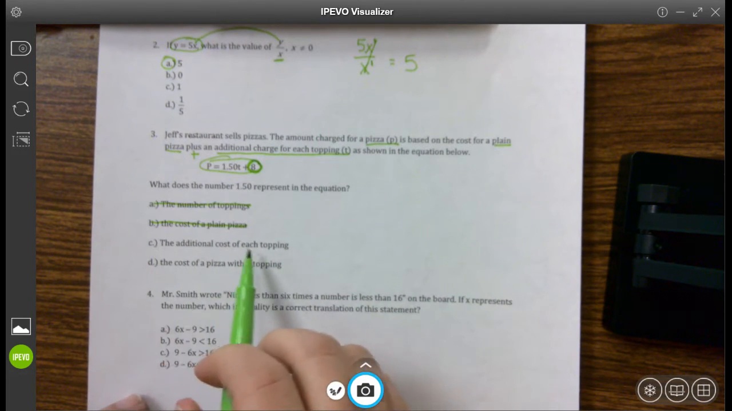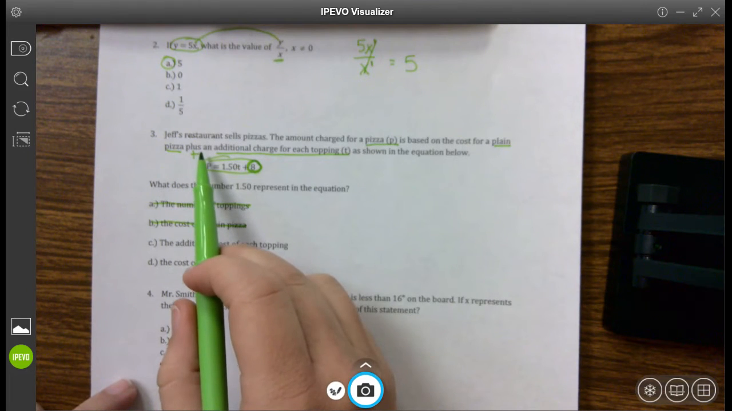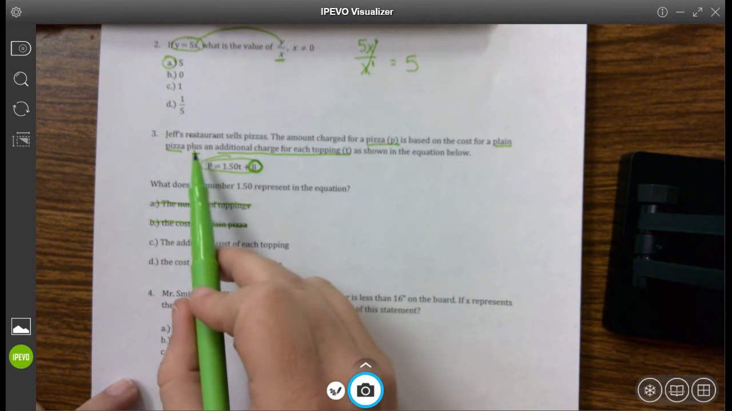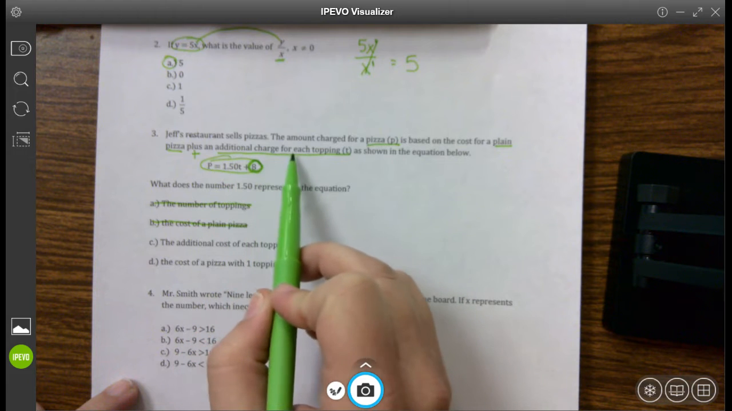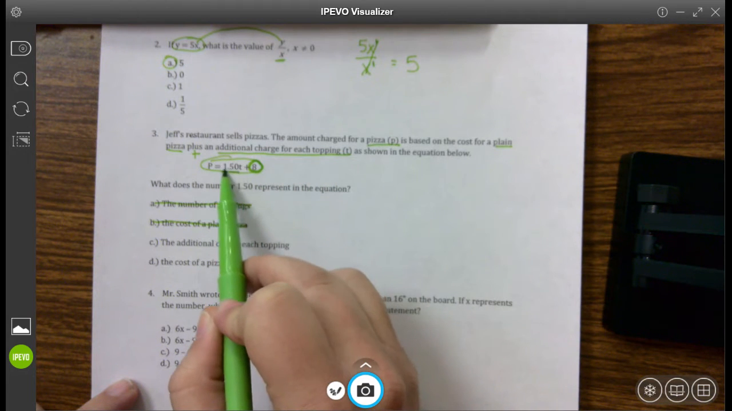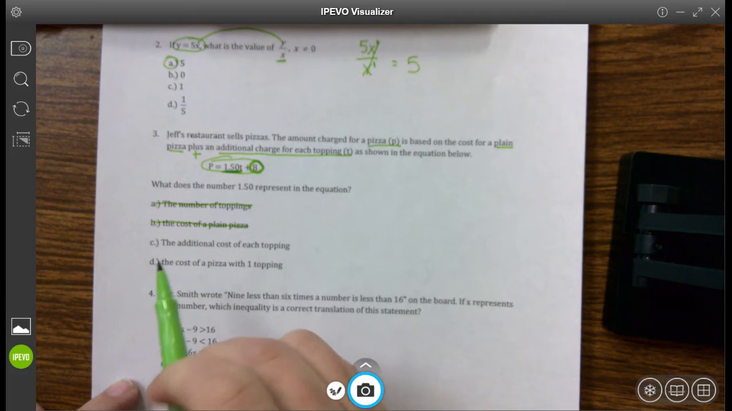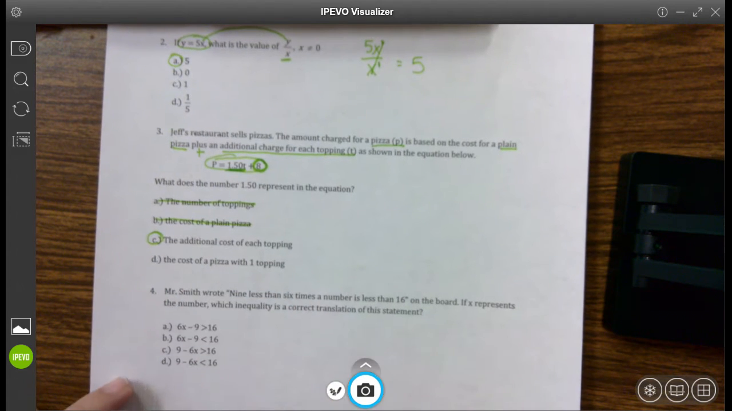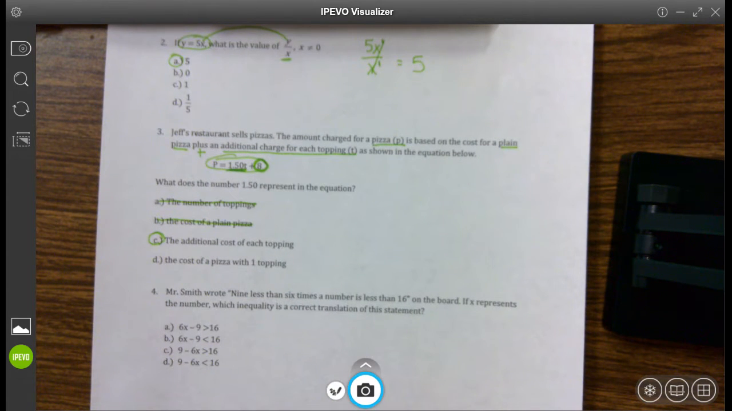Next, we have the additional cost for each topping. If you go back up here and look in the word problem, it says plus an additional charge for each topping T. So there we have it. 1.50T represents the additional cost of each topping.